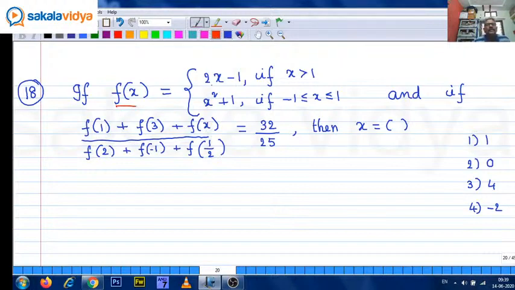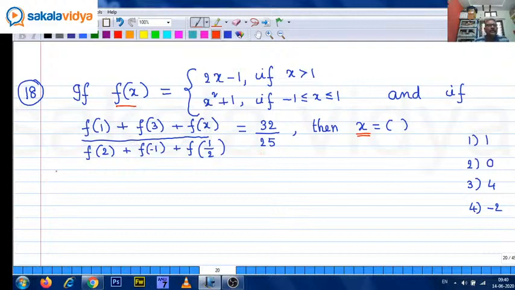Here f of x equals 2x minus 1 if x is greater than 1, and x square plus 1 if minus 1 is less than or equal to x, and x is less than or equal to 1. If (f of 1 plus f of 3 plus f of x) upon (f of 2 plus f of minus 1 plus f of 1 by 2) equals 32 by 25, then we need to find the value of x which satisfies this condition.